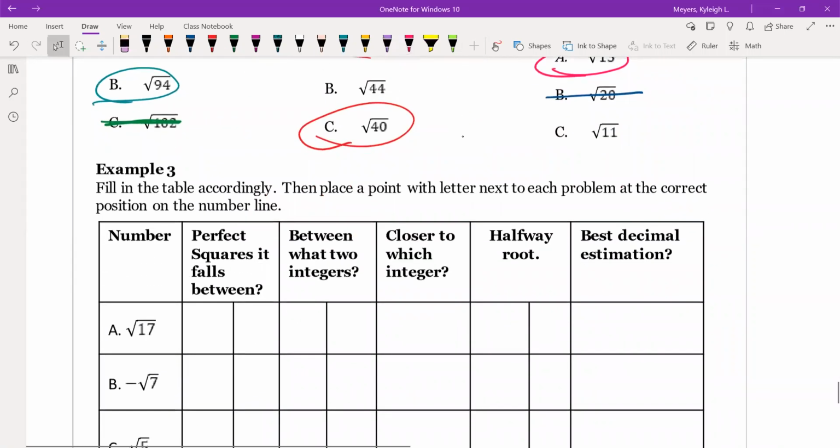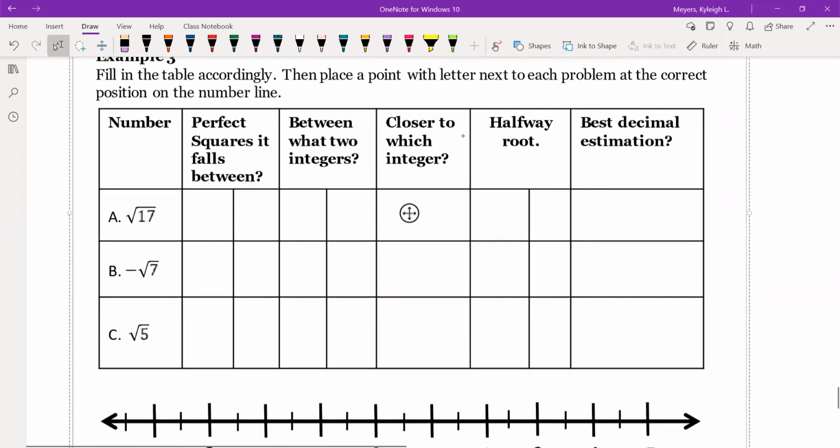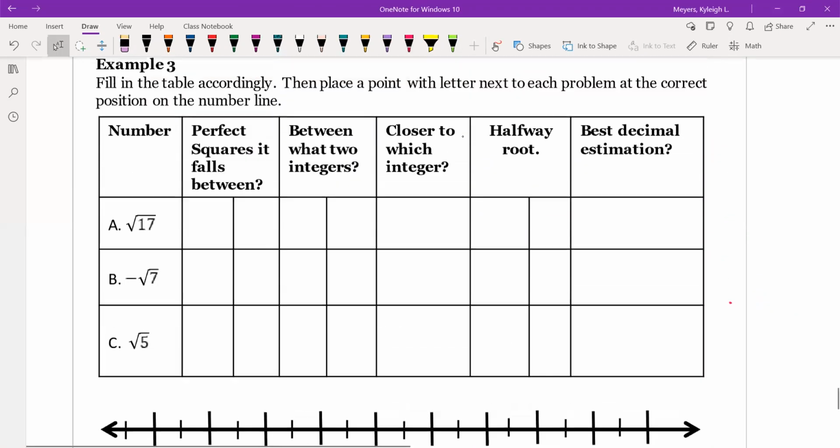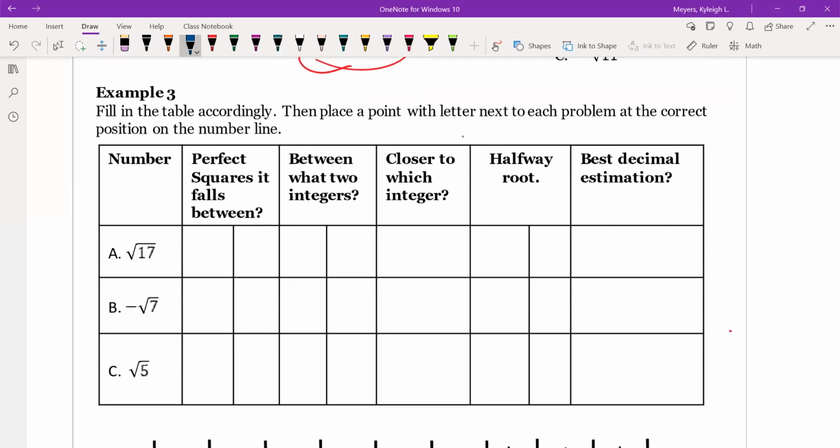Example 3 is really similar to example 1, except now we have to come up with our own decimal estimation. There's not going to be one. And after we do that, then we need to put it on the number line. Okay, so let's walk through set A for us. Okay, it falls between the perfect squares of 16 and 25, which relate to 4 and 5. It's closer to which one? It's closer to 4, right? Which means it's below the halfway root because it's only 1 away.